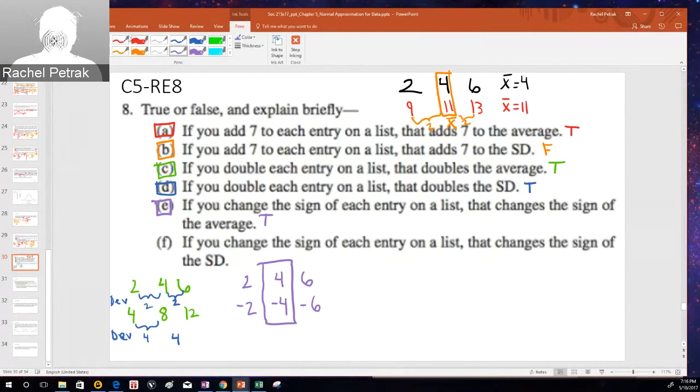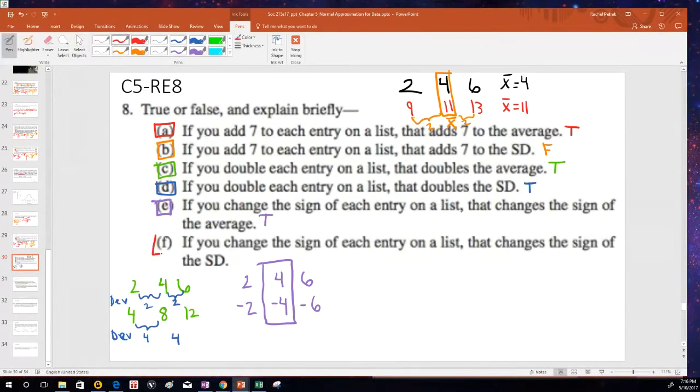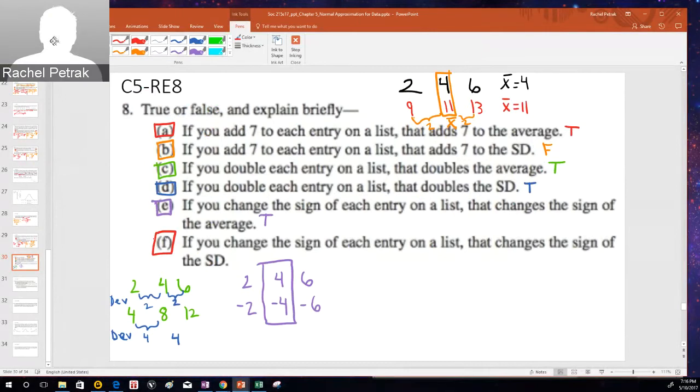And finally, if you change the sign of each entry on a list, that changes the sign of the standard deviation. This is going to be false. I don't even need to do any math because the standard deviation has to be positive. You cannot have a negative standard deviation.